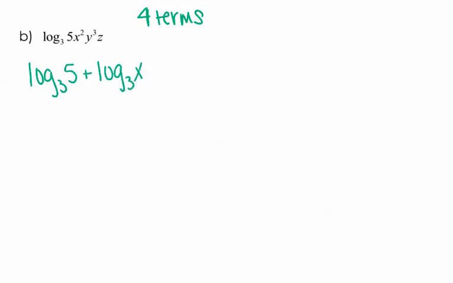So looking at this next one, I have 4 terms. I have the 5, the x, the y, and the z. So 4 terms means I'm going to have 4 logs in my problem. Now these are all being multiplied together, so that means I'll have a problem entirely of addition. I'm going to break this up as log base 3 of 5 plus log base 3 of x squared plus log base 3 of y cubed plus log base 3 of z. So I've now written that as 4 different logs.